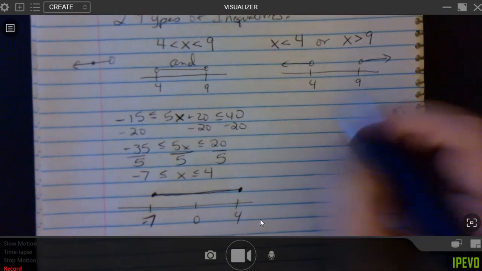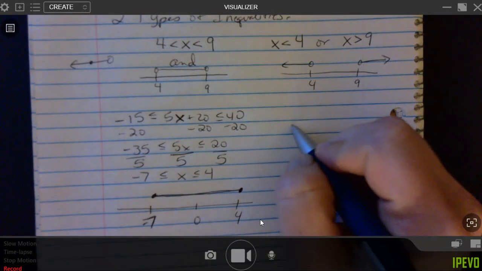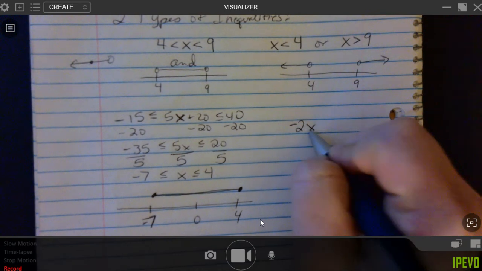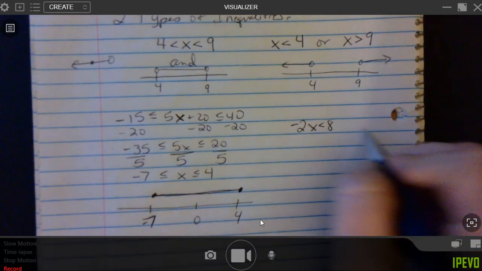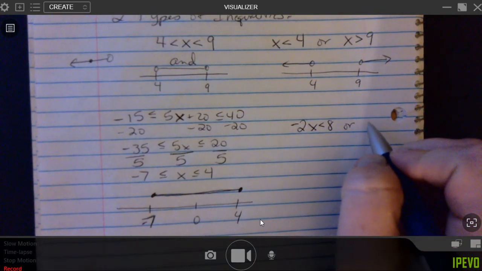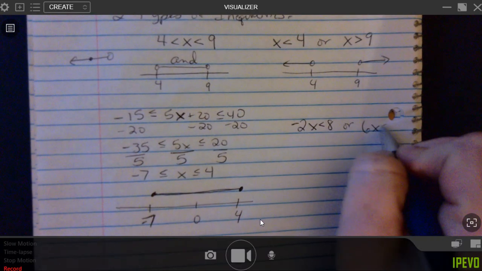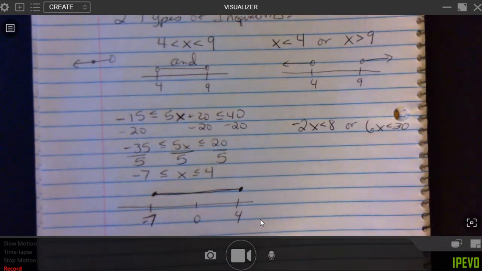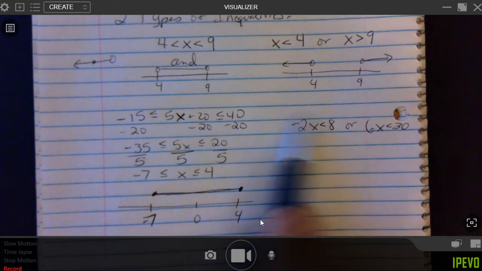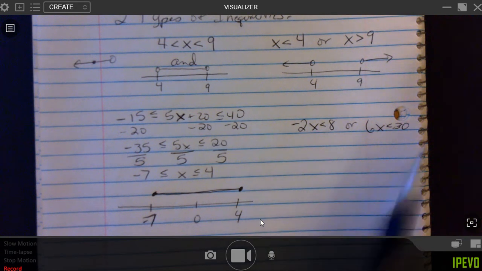If we're dealing with the "or" type, they'll usually be written with two separate equations. 2x is less than 8, or 6x is less than 30. When you have this type, this is one thing on its own, you solve it alone. This one is all on its own, you solve it on its own. And then you put it on the same number line.